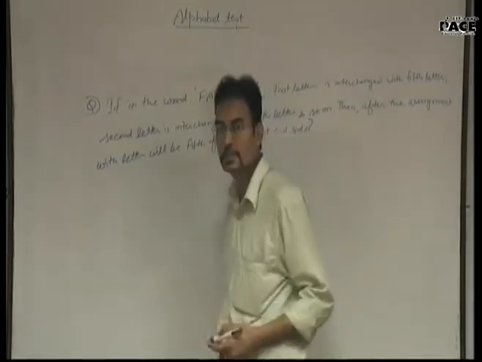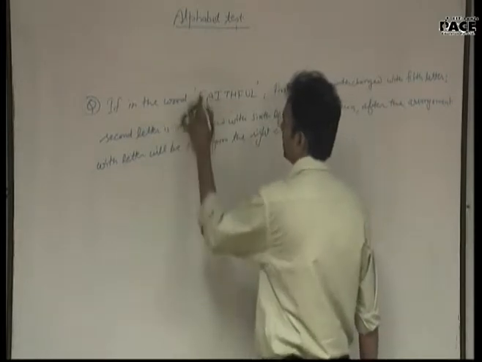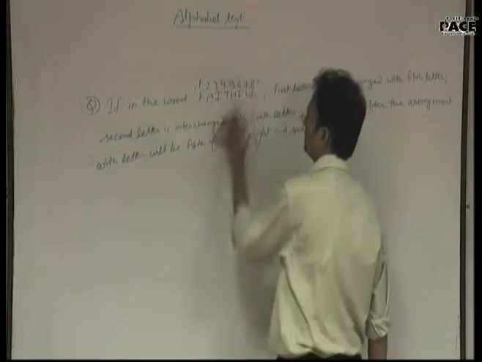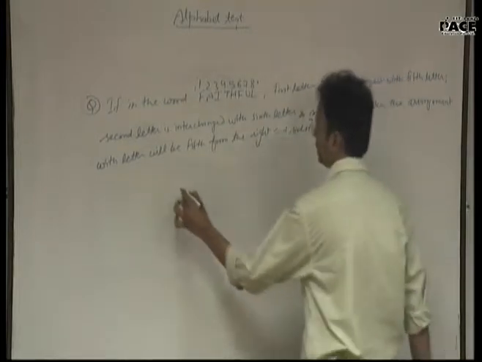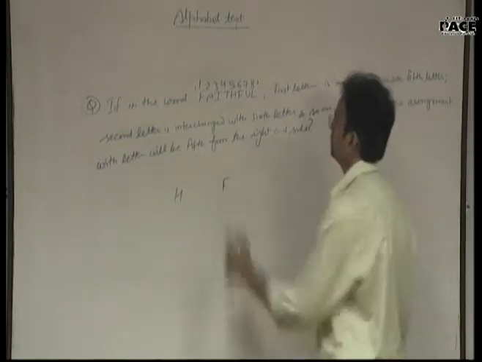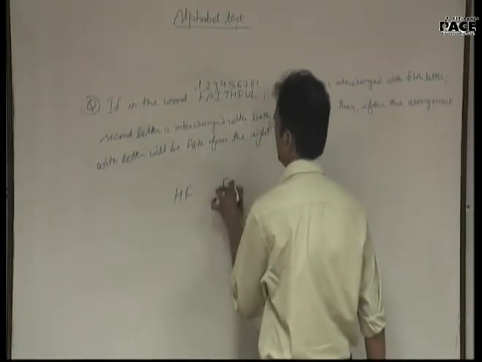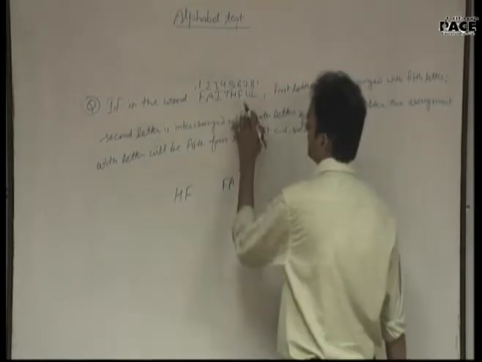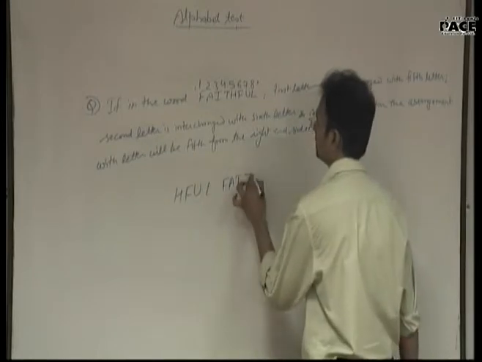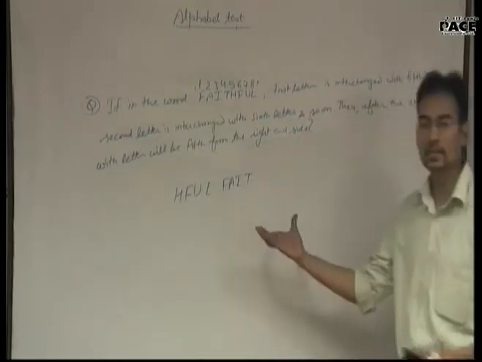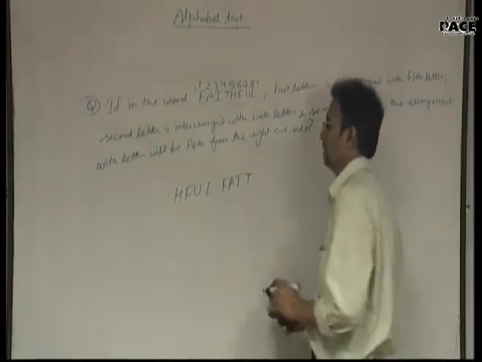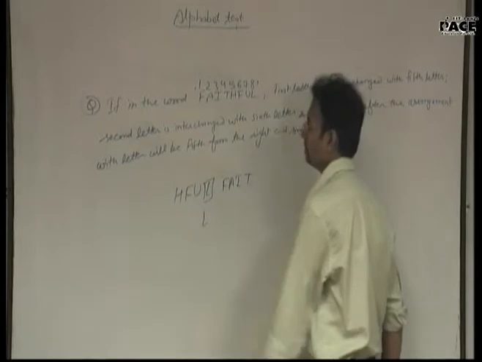First we'll make the arrangement. This is 1, 2, 3, 4, 5, 6, 7 and 8. First with fifth. So H and F are interchanged. Second with sixth. So F and A. Third and seventh, U and I. And similarly L and T. So this is the new arrangement. After the arrangement, fifth letter from right hand side will be L.